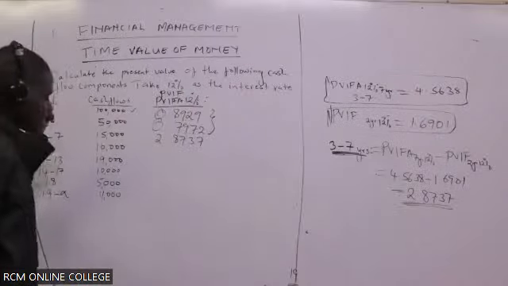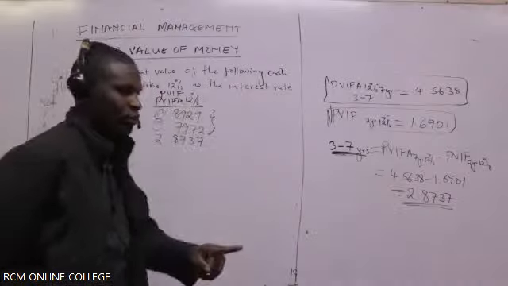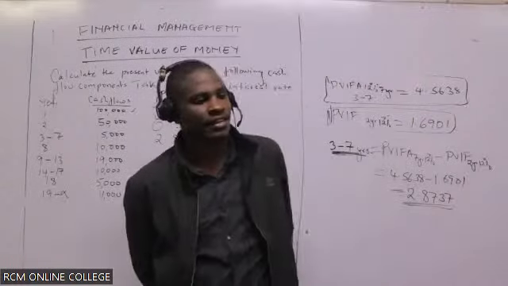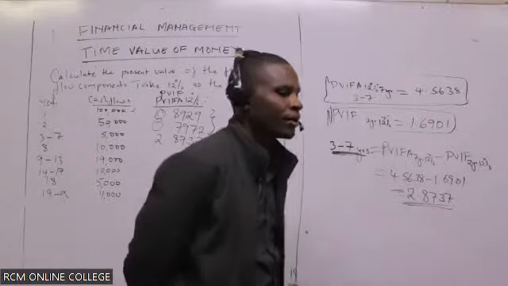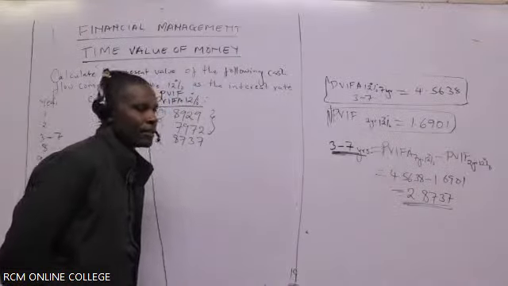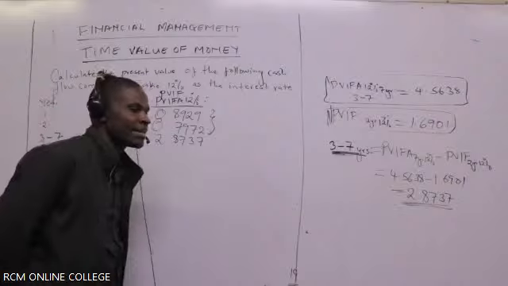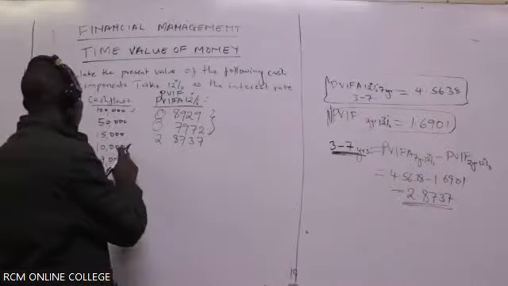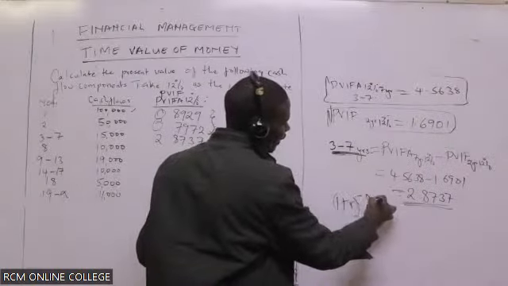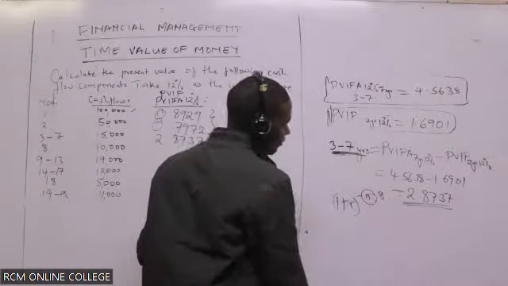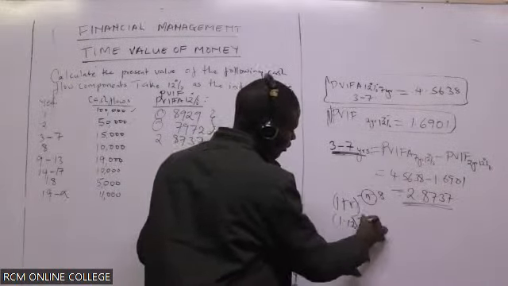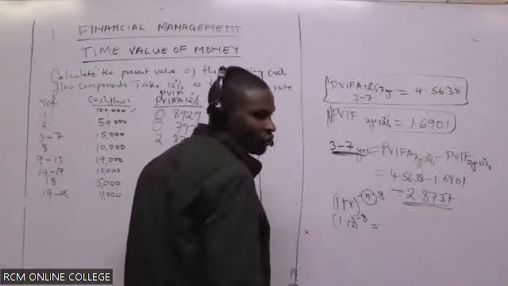Year number 8, is it regular or irregular? Here you must look at what you're dealing with. Is it a regular cash flow or irregular? Yes, it is irregular. So that one goes direct: 1 plus R raised to negative N, and N is 8. So it will be 1.12 raised to negative 8. Give me that, we put it direct.